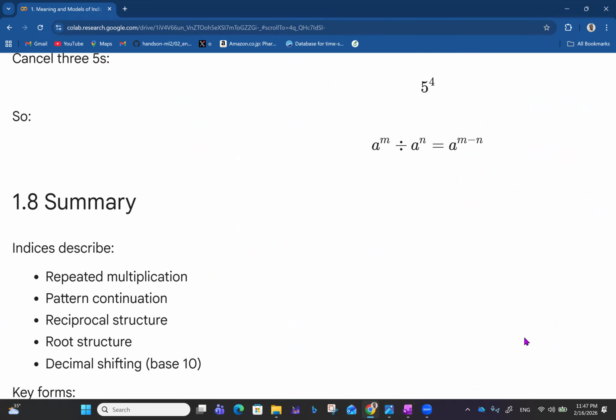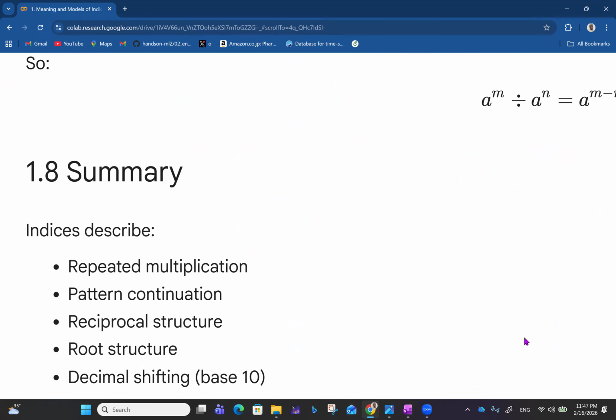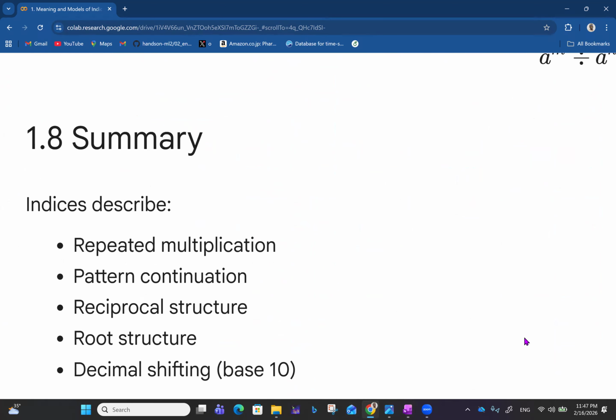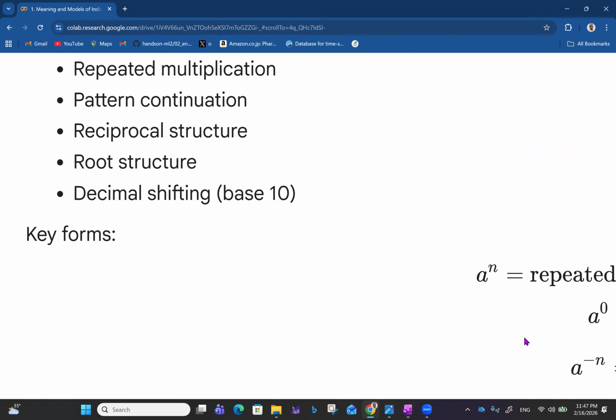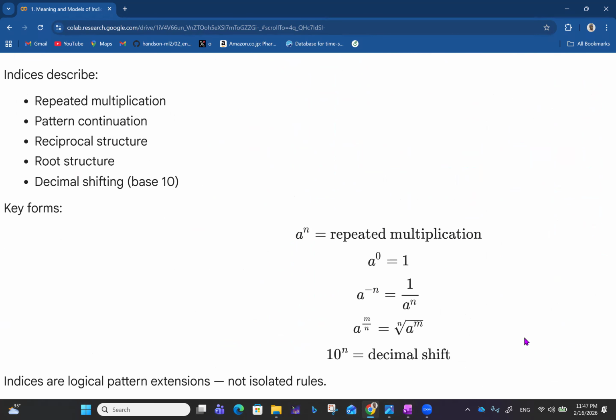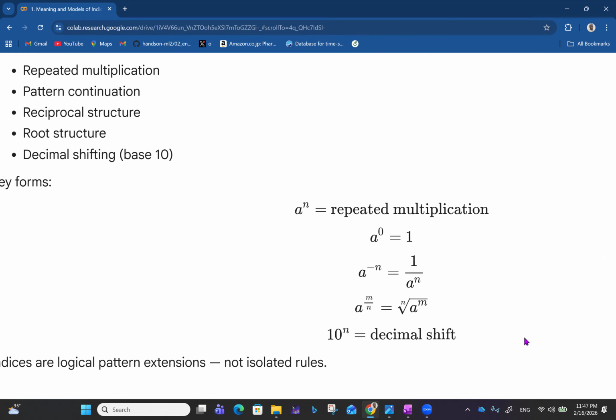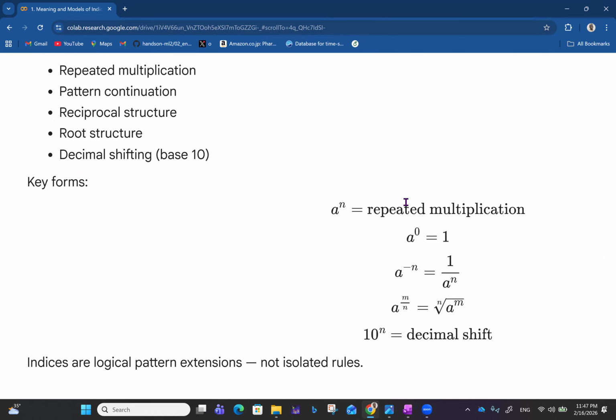So in all, we can summarize that indices describe repeated multiplication, pattern continuation, reciprocal structure, root structure, and decimal shifting when you talk about base 10. The key forms are the following: a raised power n talks about repeated multiplication n times. Then a raised power 0 is 1. Anything raised power 0 is 1. Then a raised power minus n is 1 over a raised power n. Then a raised power m over n is equal to the nth root of a raised power m.